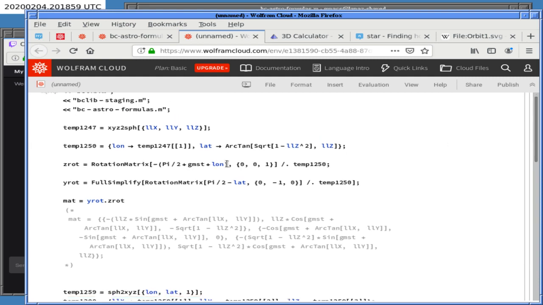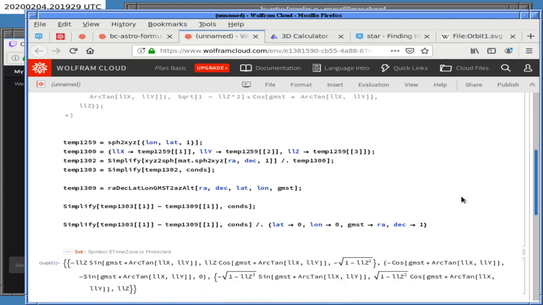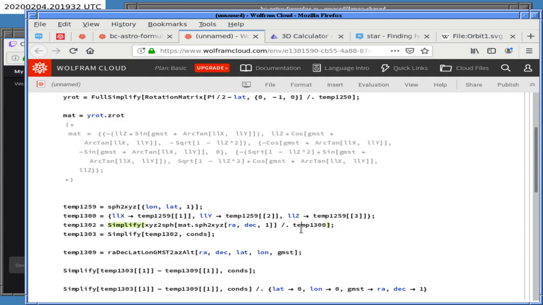So something here is not quite right. I'm pretty confident this is the right z rotation, although it is the z rotation that would affect azimuth. So let's do this. Let's look at the azimuth.